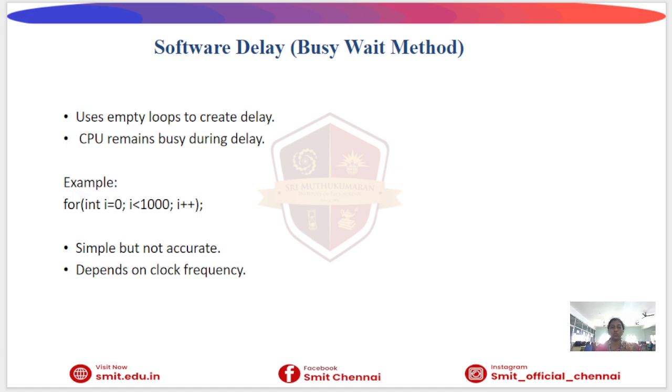In this method, we use empty loops to create delay. We just use empty loops. In a lab experiment for blinking or flashing an LED, we initiate a for loop with a condition. Because of this delay time, the LED will blink with the delay. Here the CPU just counts numbers and wastes time. So the CPU remains busy and it is not accurate, as it depends on the clock frequency. If the clock frequency changes, the delay also changes. So this method is simple but not suitable for real-time systems.